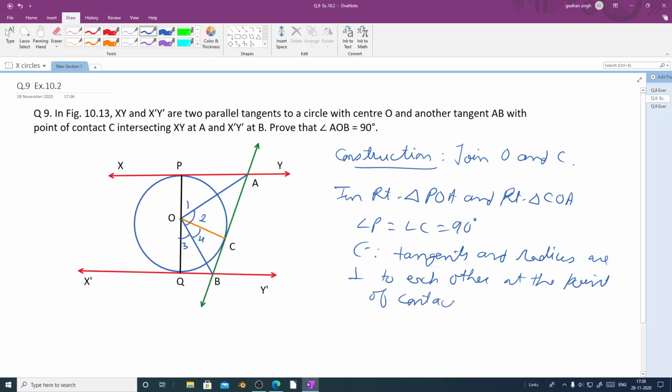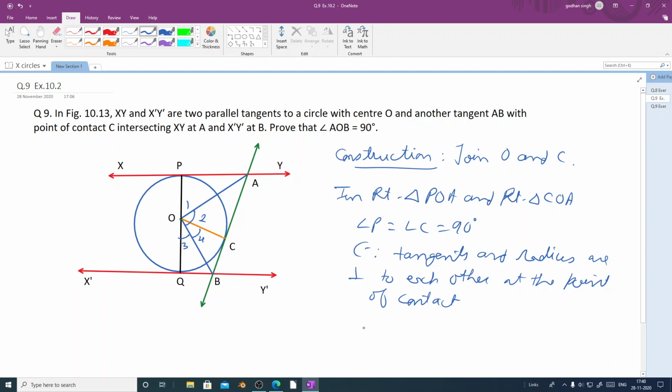So here what we can see is that this XY is a tangent and point P is the point of contact. Therefore, OP will be perpendicular to the tangent XY. Similarly, AB is tangent to the circle at point C. Therefore, OC will be perpendicular to AB. So that is why we are getting angle P and angle C both as 90 degrees.